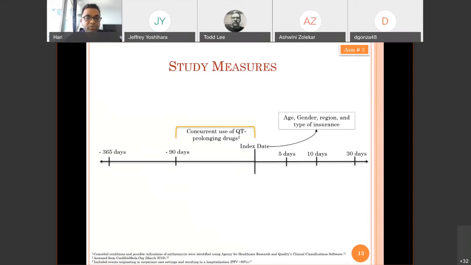The medications we used for QT prolonging come from, I think some of you might be familiar with this database if you're a practicing pharmacist, CredibleMeds.org, which puts out a comprehensive list of over 200 medications that have been either associated with or are known to cause QT prolongation.